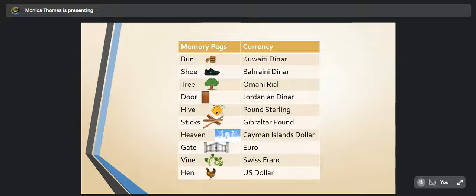Sweet will remind me of Swiss franc. Or maybe it's a French wine, but I know it is the Swiss franc. You don't have to do creative substitution for everything. And ten, hen, is the US dollar.